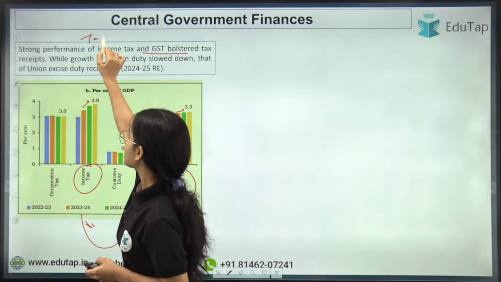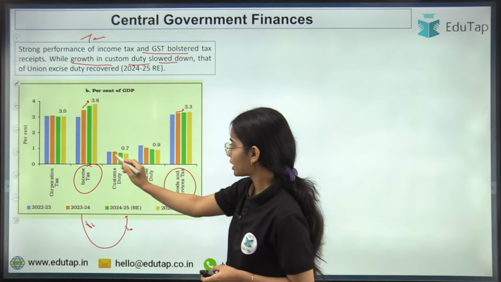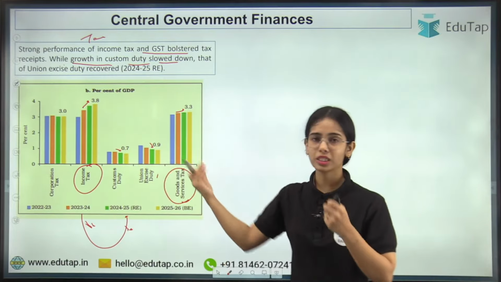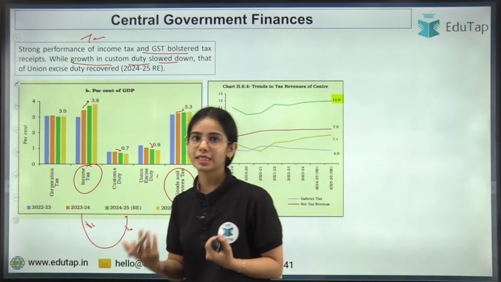So tax performance improved, while growth in custom duty slowed. Growth in custom duty and the growth in union excise duty reduced, but there was huge growth in income tax and goods and services tax that we have seen.